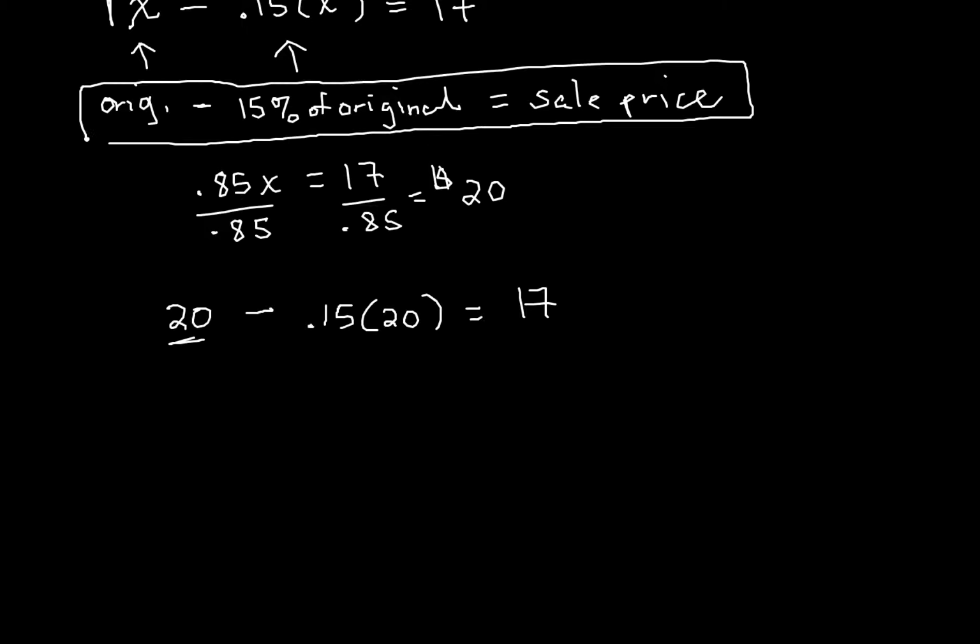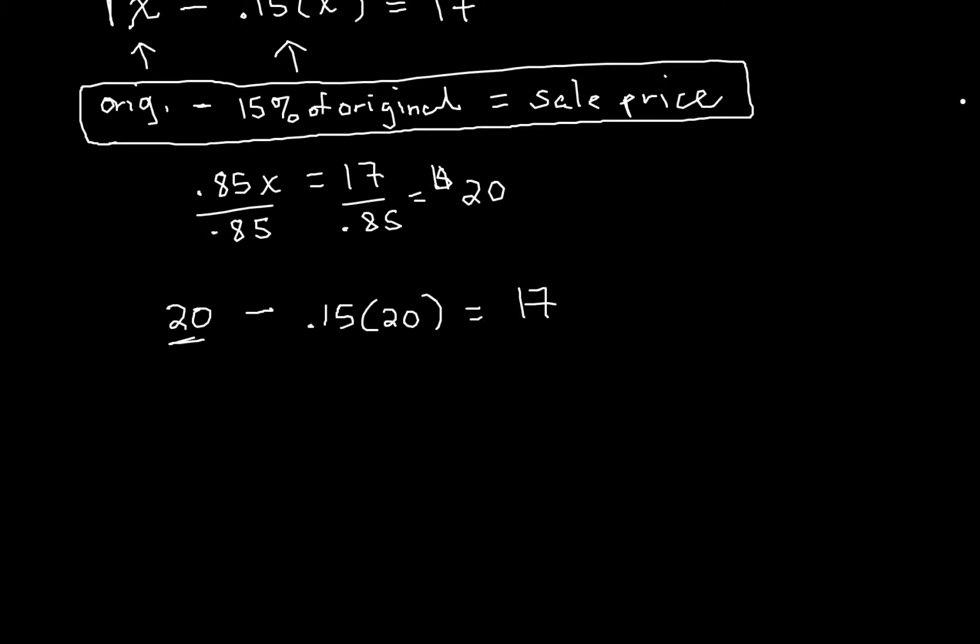The numbers are a lot bigger on the test. It's like a car. I think it says something like they're reducing a car by 18%. What was the original price of the car? So it's the same thing, except you're going to have like thousands of dollars instead of dealing with a dress.